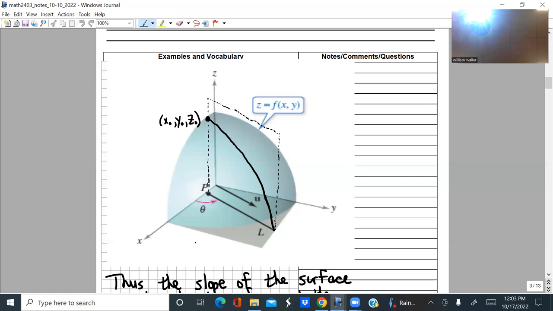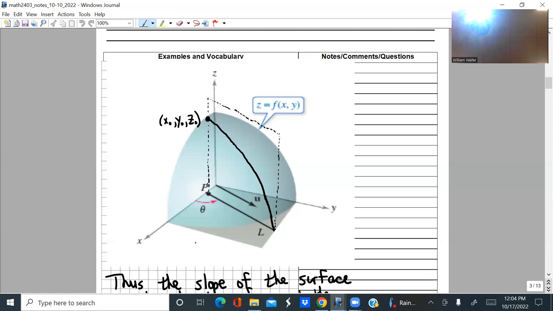So I tried to draw a picture of that curve. Does that look probably sort of correct? Take this plane and slice it through the surface here, and you get a curve just like this. That's just a two-dimensional curve, and of course it has a slope. So the slope of that two-dimensional curve is going to be the slope of the surface. Of course, it's the slope of the surface in what direction? In the direction of this vector.